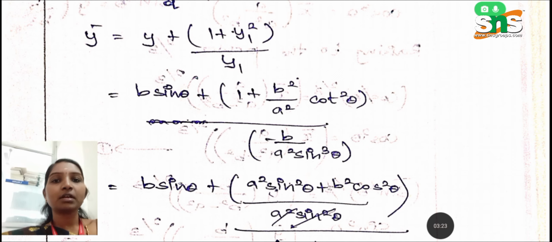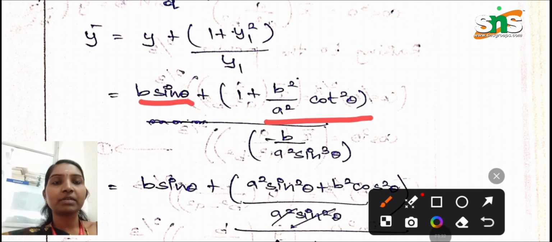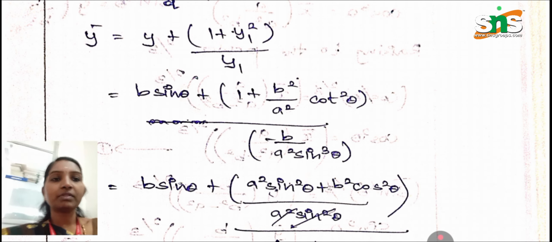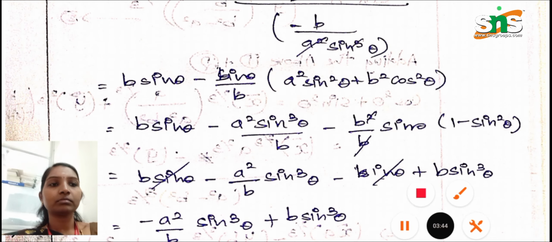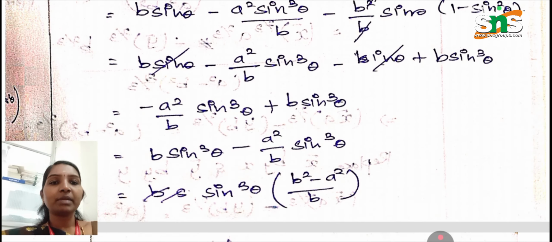Now we are just about to find y bar. y bar is equal to y plus 1 plus y1 squared by y2. Now what is y? y is b sin theta, and y1 is b squared by a squared. y1 squared is b squared by a squared into cos square theta, and y2 is minus b by a square into sin cube theta. On simplifying this, we will have the final answer as minus a square by b sin cube theta plus b into sin cube theta, and on simplifying it, the remaining terms are sin cube theta into b square minus a square divided by b.